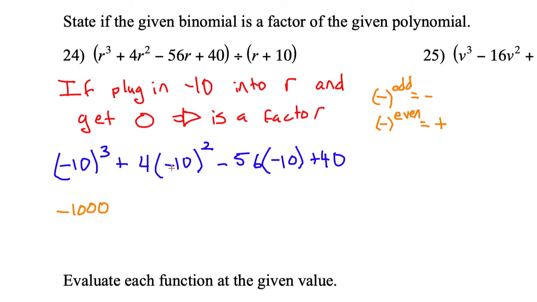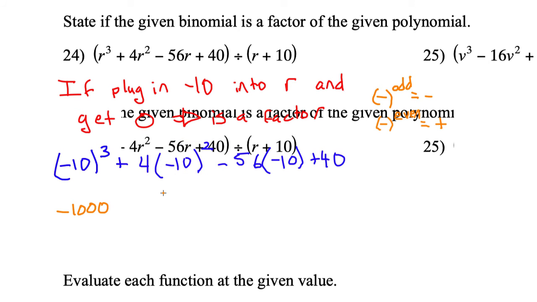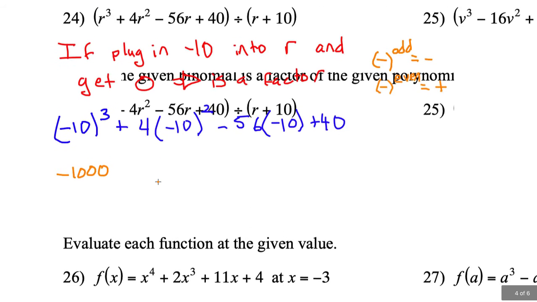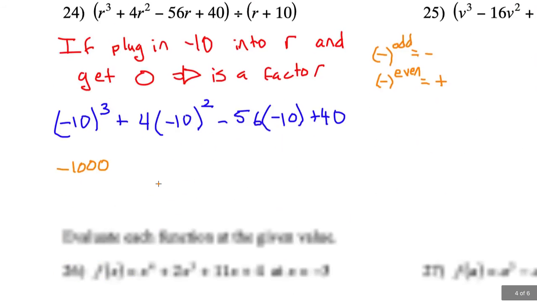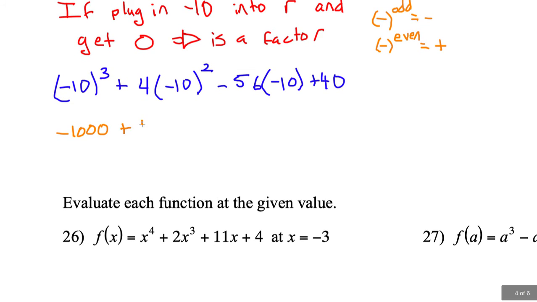All right, -10 to the power of 2. Well, a negative to an even power is positive. So I should have a positive 10 squared, which is 100. So I have 100 times 4. 4 times 100 is 400. So this is going to be plus 400. I think it's okay.